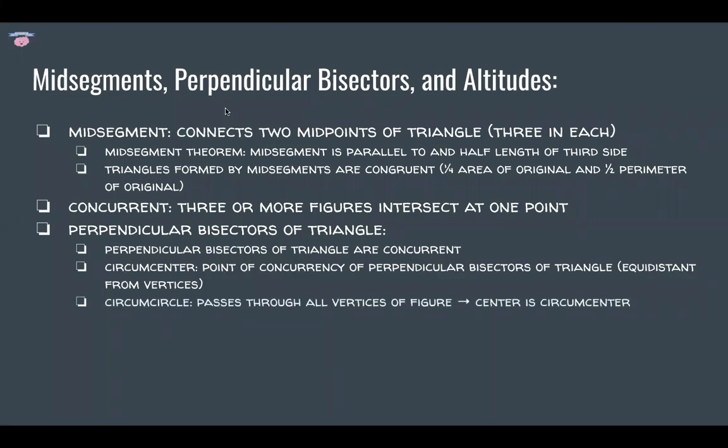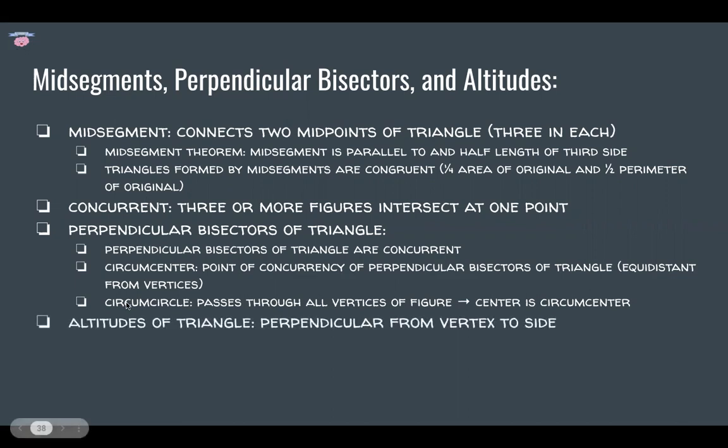The circumcircle passes through all the vertices of the figure and is centered at the circumcenter. This makes sense because since the circumcenter is equidistant from all the vertices, that means that the lengths between them are the same. And a circle is the set of all points that are the same distance from a certain center. So if the center was the circumcenter, that means the vertices would be on the circle. So it passes through all the vertices of the figure.